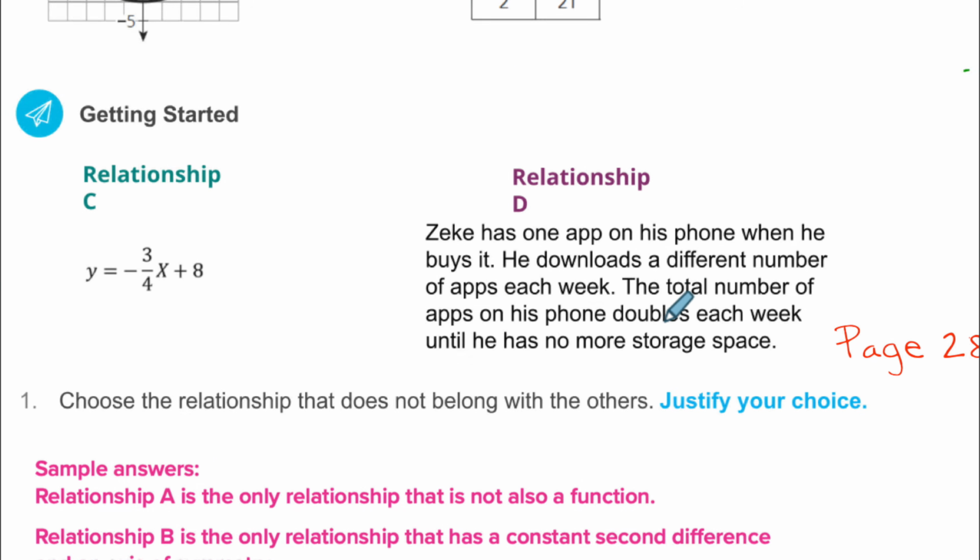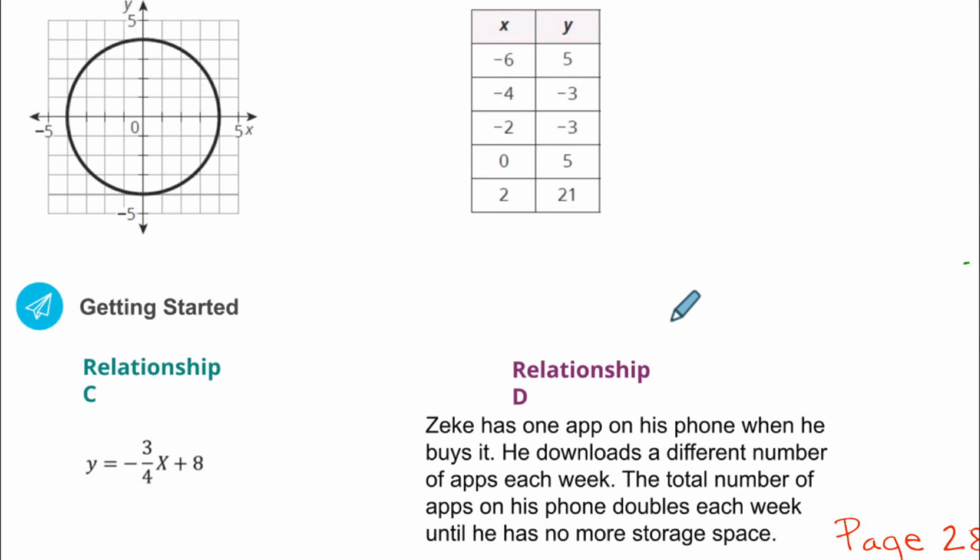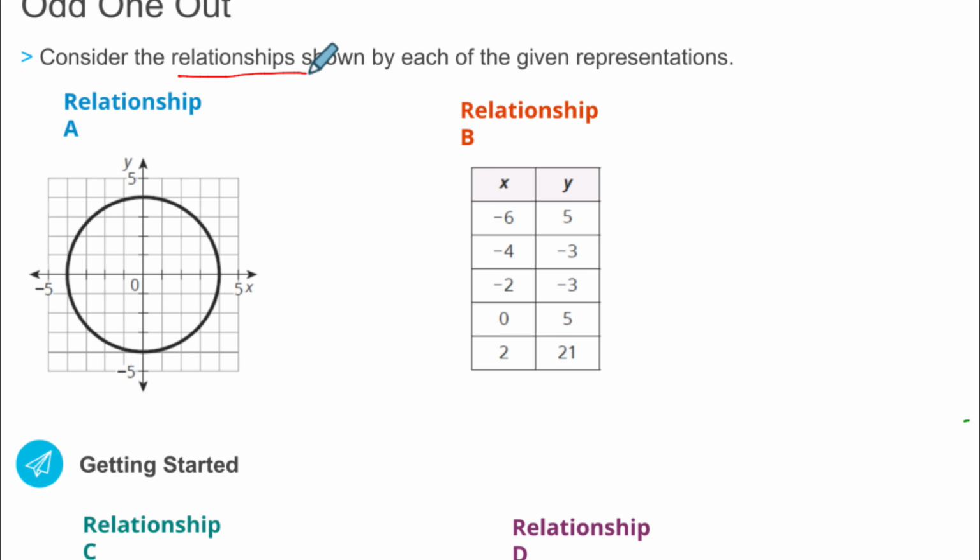Now that we've looked at all of those definitions, what do they want us to do here? Consider the relationships shown by the given representations. Okay, first we have a circle. And my little foreshadowing before, you saw that I had a line go down here. The reason is, if I draw a vertical line here, this can help me figure out if I have more than one output for each input.